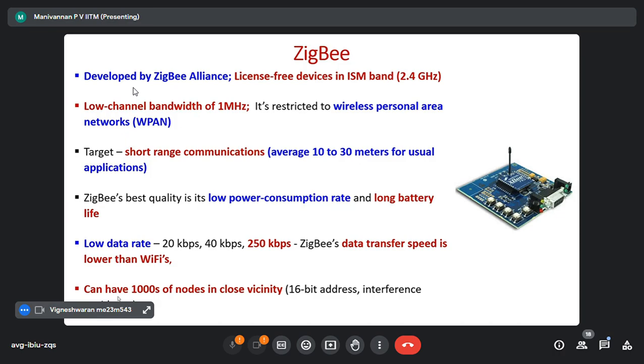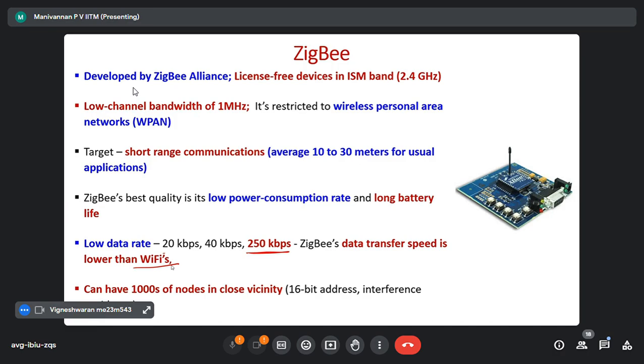Okay. Here you can see that these are wired communication. In wireless communication, the maximum speed in ZigBee is 250 kilobytes only. That is the maximum allowed, which is lower than Wi-Fi. We are going to see Wi-Fi. Note down these important points.